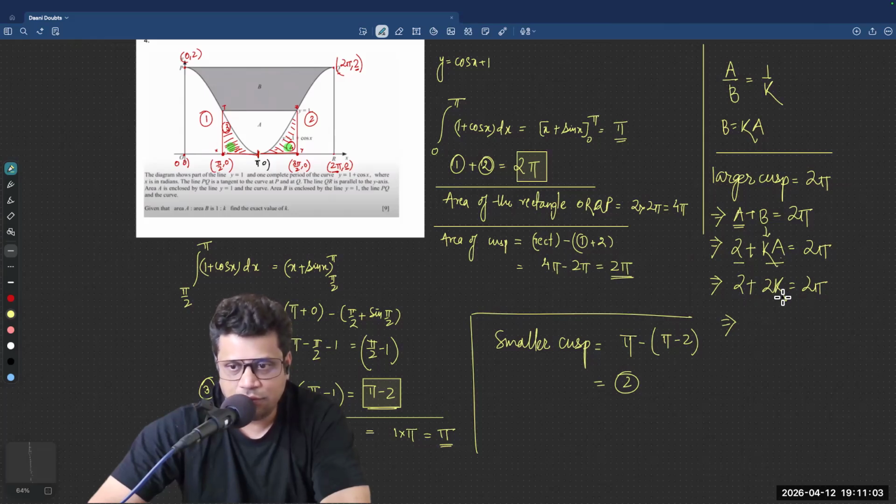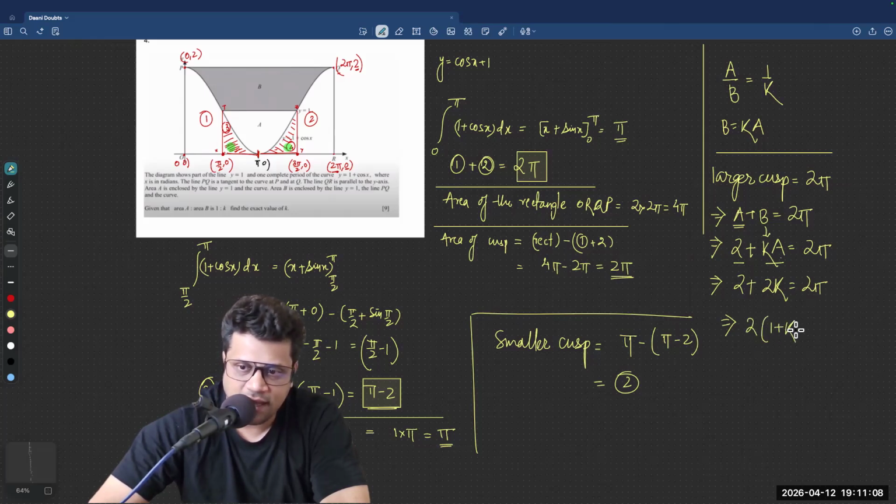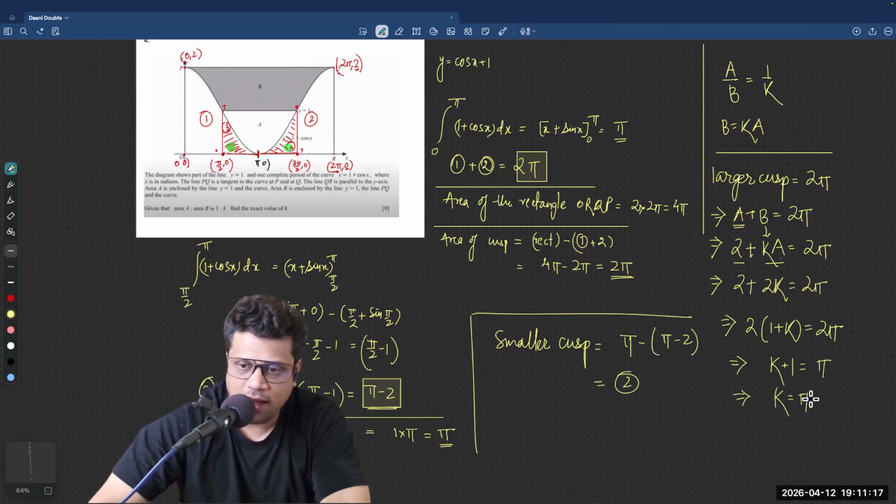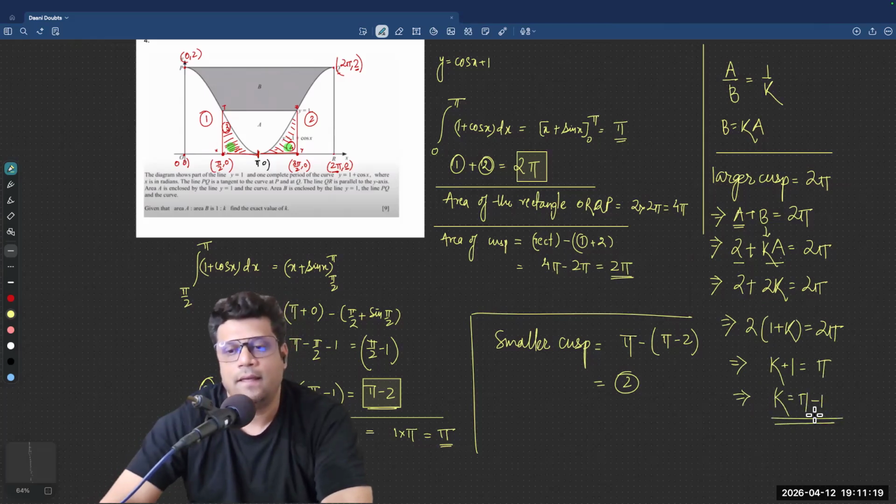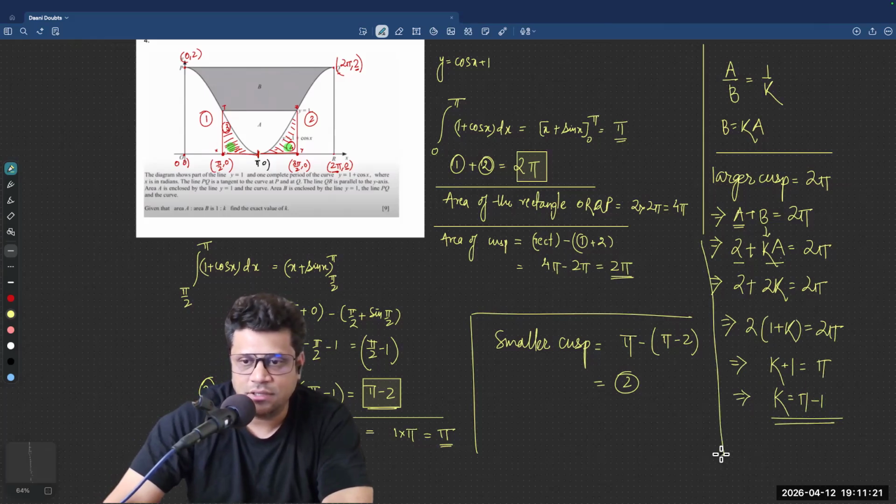So 2 plus 2K, A is 2. So 2 plus 2K is 2 pi, which means 2 common out. 1 plus K is pi. And that's how you know K plus 1 is pi and K is pi minus 1. So that is your complete solution of the question.